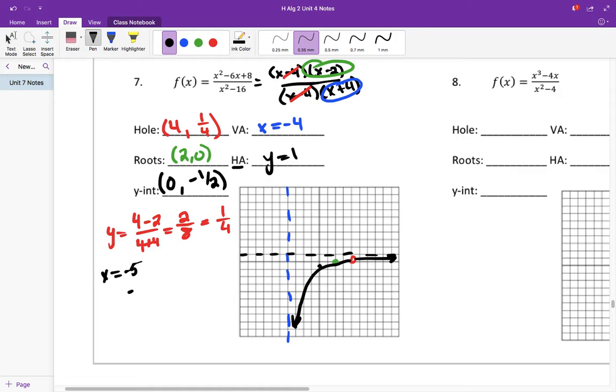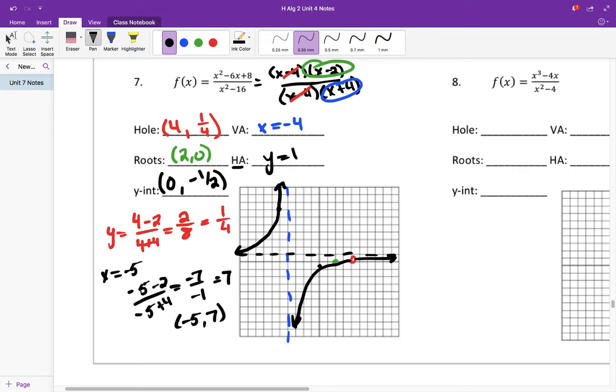So I'm going to say -5 minus 2 over -5 plus 4 becomes negative 7 over negative 1, or positive 7. In other words, another point that I can graph now is going to be (-5, 7). So if I go negative 5 right here, positive 7 right here, that tells me that this portion of my graph is going to be up in this section, and it's going to look something like this.